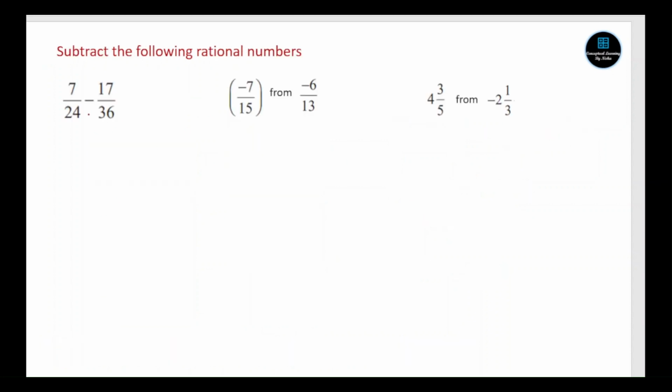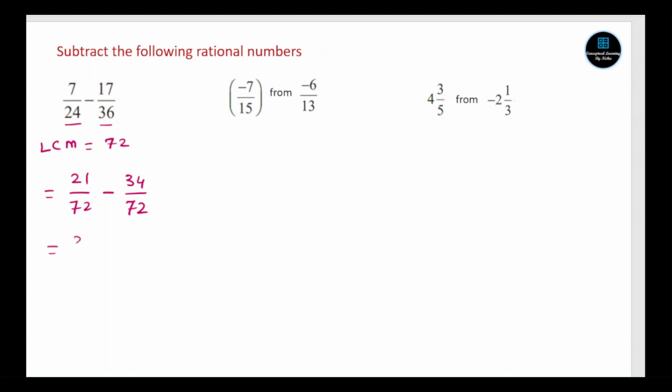Here we have to subtract these few numbers. So denominators are not the same. So I'll make them the same by taking the LCM. So LCM of 24 and 36 would be 72. So what do we get? You have to multiply 24 by 3, so 21 upon 72 minus. You have to multiply 36 by 2 to get 72, so you have to multiply 17 also. So 34 upon 72.